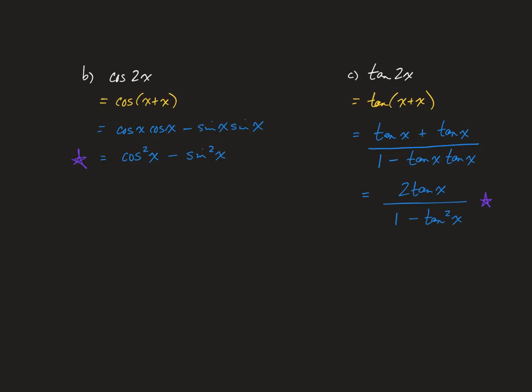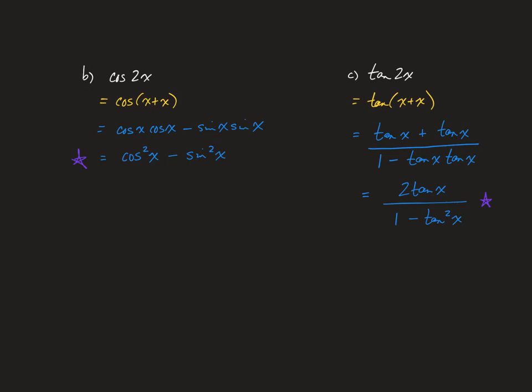If you had to remember one version for each of those, then those ones with the purple star beside them are the ones you want to know. The tan one, that one is in your back pocket. The cos one, I want to walk through two other versions of that identity. If I had to remember one of them, it would be the purple star. But it can be helpful to know two others.